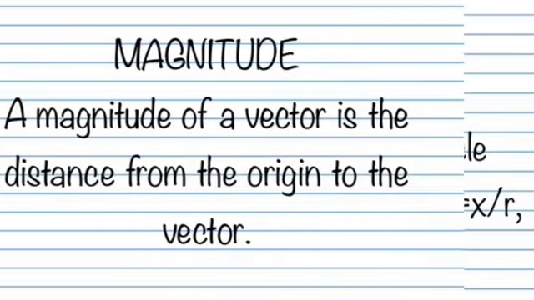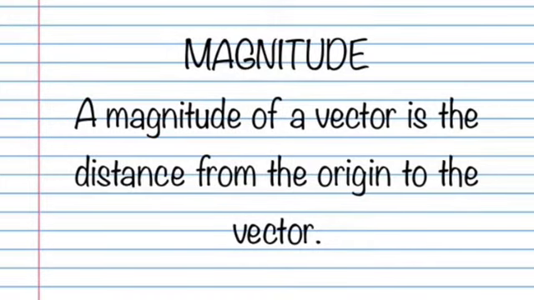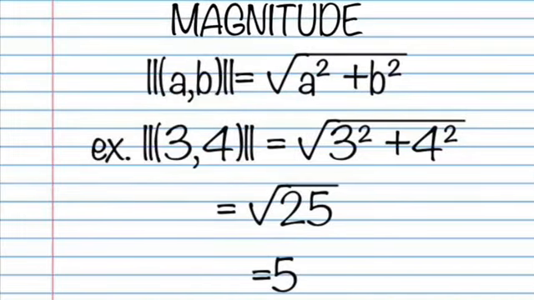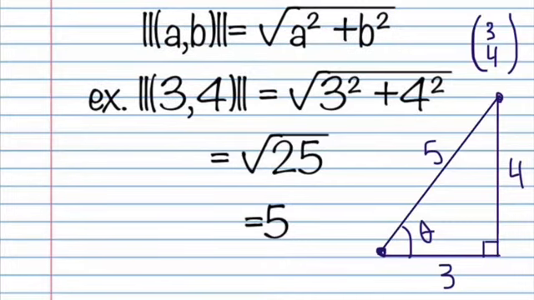The magnitude of a vector is the distance from the origin to the vector. The equation for magnitude is the absolute value of the point (a, b) equals the square root of a squared plus b squared. An example is the absolute value of the point (3, 4) equals the square root of 3 squared plus 4 squared, which is the square root of 25, which equals 5. In this diagram, you can see that the magnitude for this problem is 5.